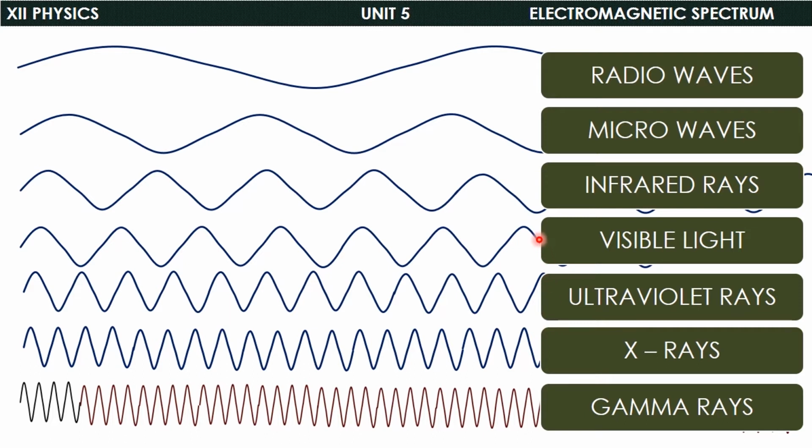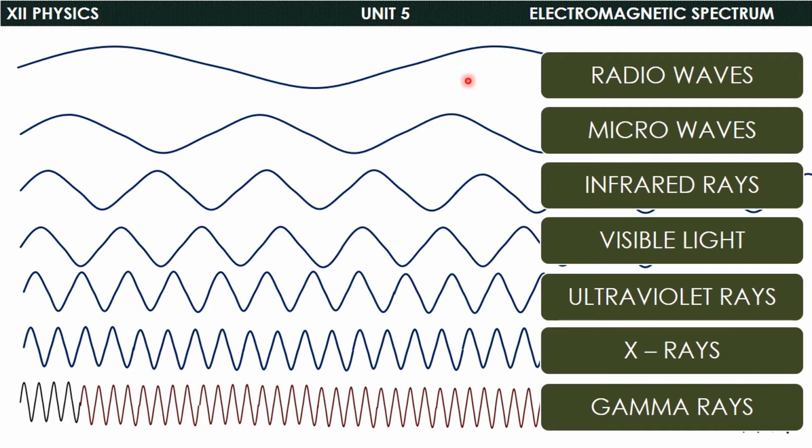Which one has longer wavelength? Yes, the radio waves have longer wavelength. Which one has the shortest wavelength? Yes, the gamma rays have the shortest wavelength. So, since the wavelength and frequency are inversely proportional to each other, which one has a shorter frequency?